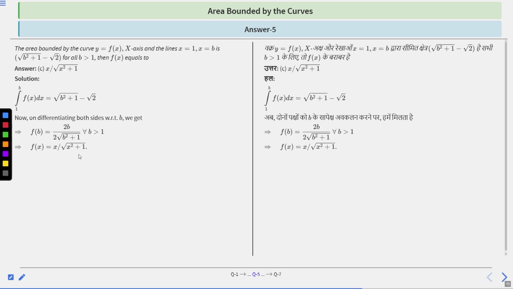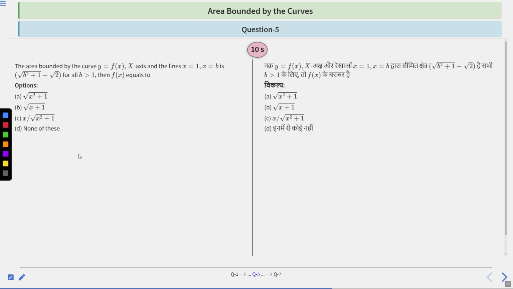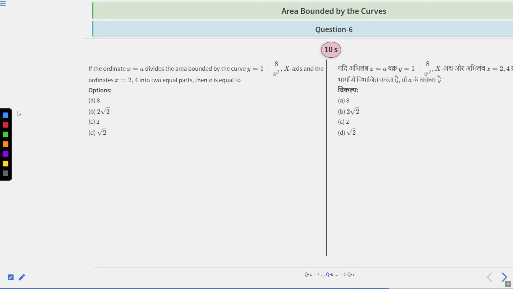Got it? f(x) will be x upon root over x square plus 1. Right. So option C is the right choice. X upon root over x square plus 1. Got it? Now let's move to the next question.